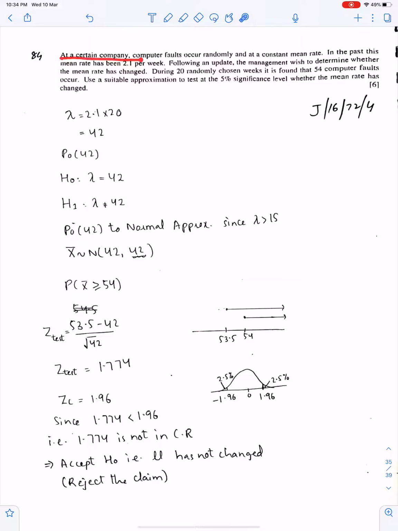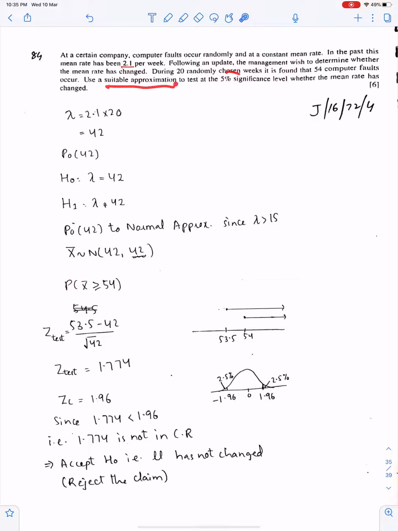At a certain company, computer faults occur randomly at a constant mean rate. This is the Poisson distribution case. 2.1 is lambda per week, and for 20 randomly chosen weeks, lambda must be changed. This is 2.1 for 1 week, and for 20 it must be 42. This calculation is here. This is the test value, 54.